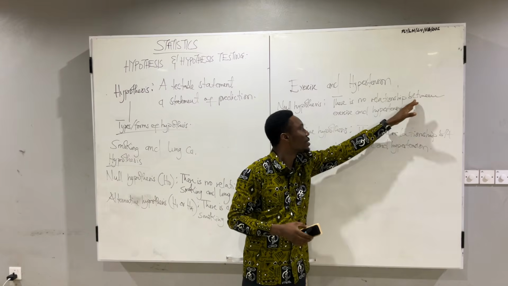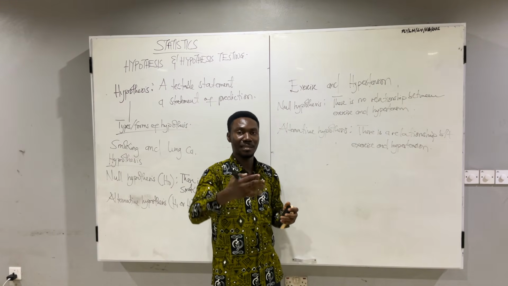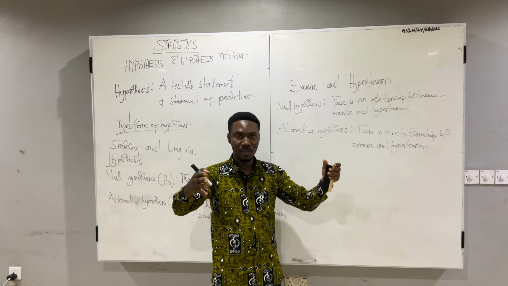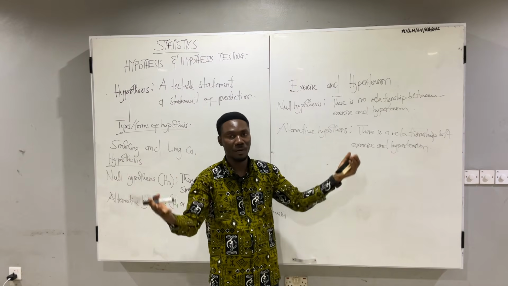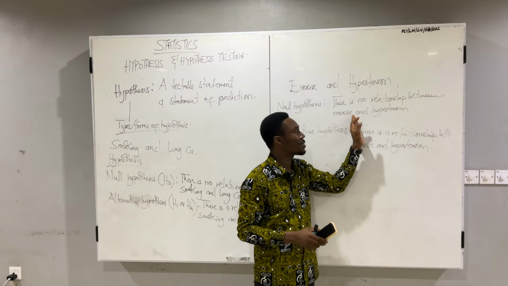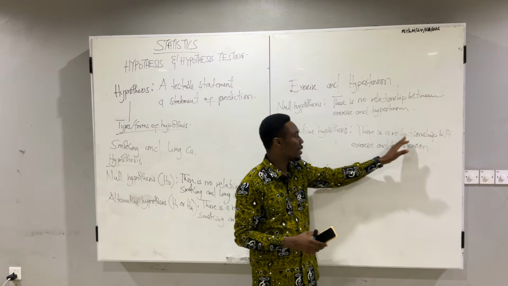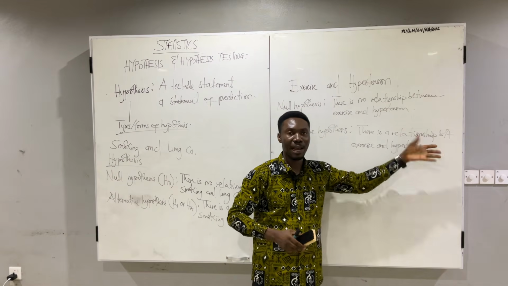there is no relationship between exercise and hypertension. So it's just about you making a statement to tell us that there is no relationship between the two variables. So the null hypothesis, there is no relationship between exercise and hypertension. The alternative hypothesis, there is a relationship between exercise and hypertension.